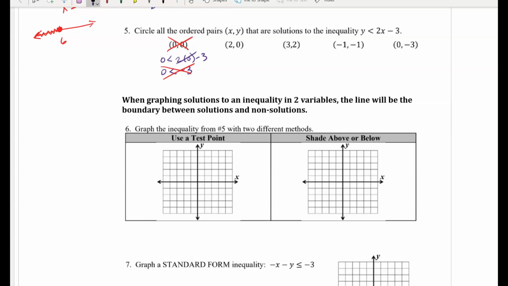Let's let x be 2 and y be 0. So 0 is less than 2 times 2 for my x value minus 3. 2 times 2 is 4. So 0 is less than 4 minus 3. 0 is less than 1. Well, that's not true either. Oh, actually, that is true. If that is true, then that means that this is a solution. It's one of many solutions to the inequality. Pause the video and try the next 3 ordered pairs to determine if they're solutions.